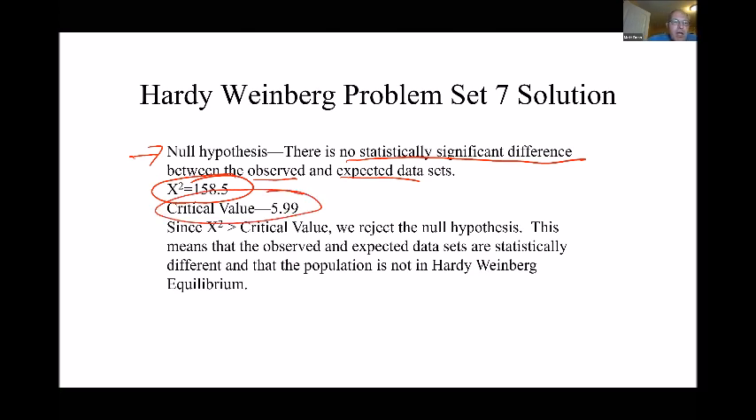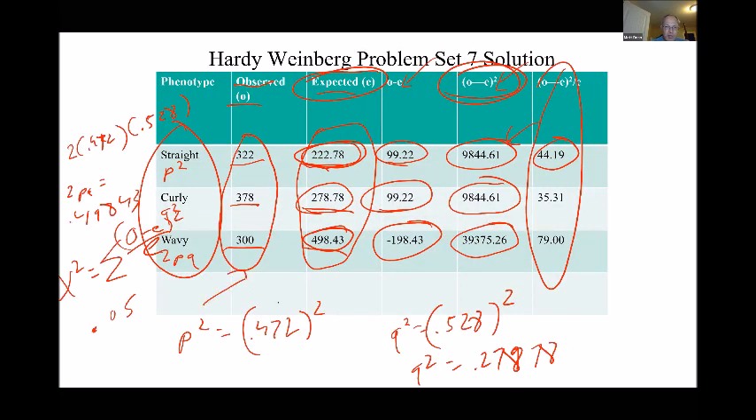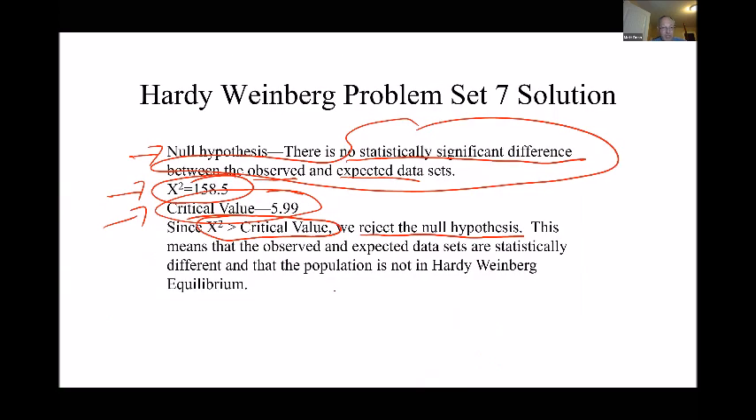We compare the chi-square value to the critical value. If chi-square is greater than your critical value, which it is in this case, we reject the null hypothesis. Remember, our null hypothesis is that there was no difference. Well, we're rejecting that, which means there is a difference between this set of numbers and this set of numbers. And since there's a difference, that means our population is not in Hardy-Weinberg equilibrium.